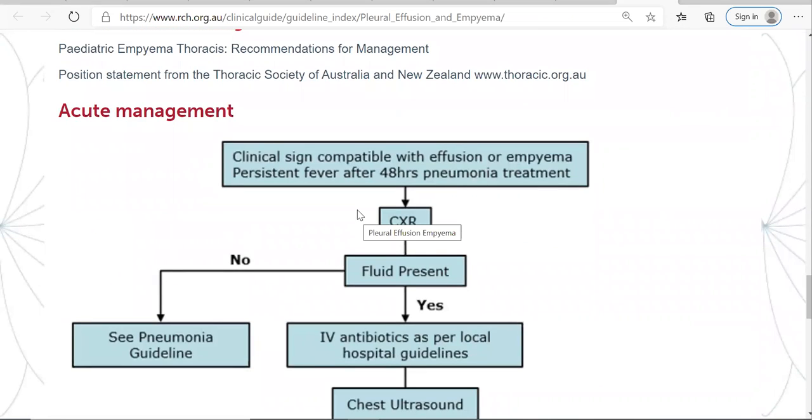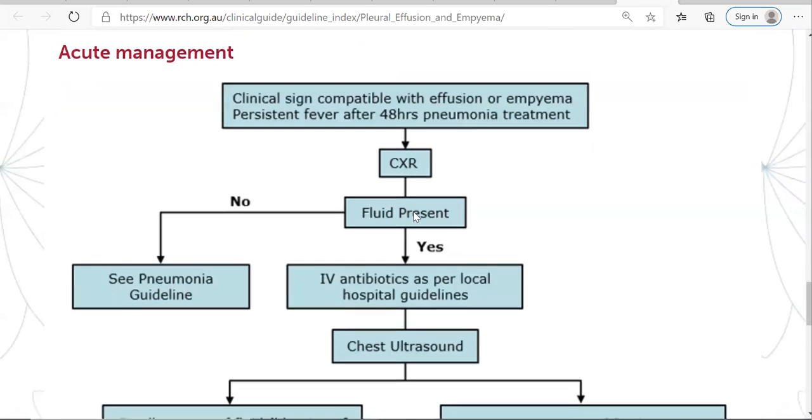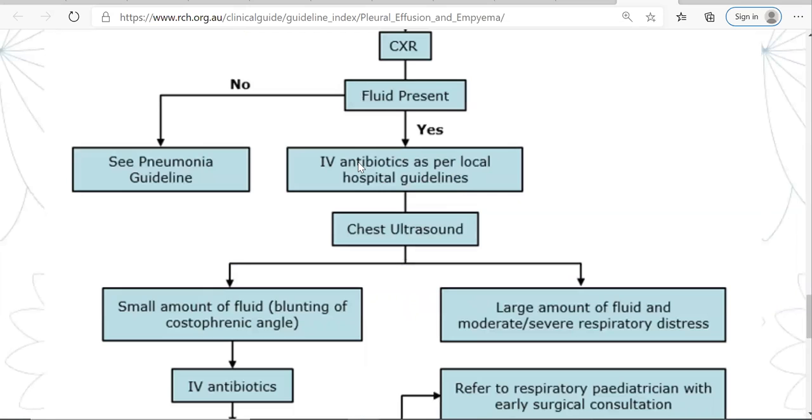Always think about complicated pneumonia if a patient is on oral antibiotic but clinically not improving within 48 hours. So persistent fever after 48 hours of pneumonia treatment, you should think about complication. So do a chest x-ray to find out effusion or empyema. If you found fluid, you have to start with IV antibiotics to this patient.